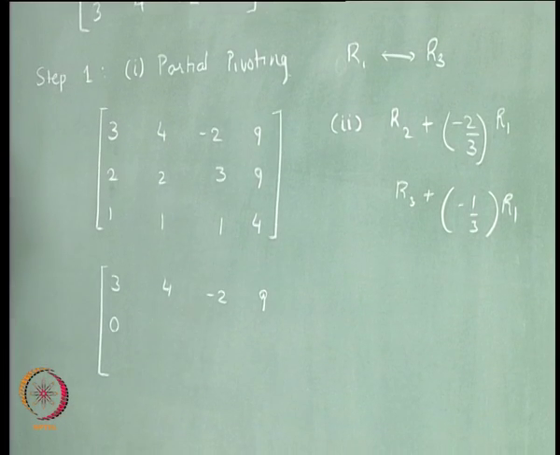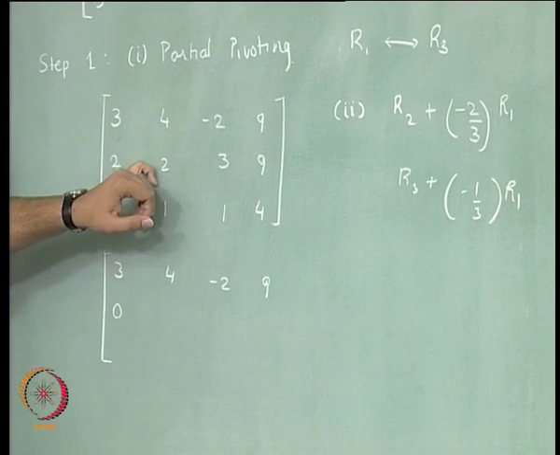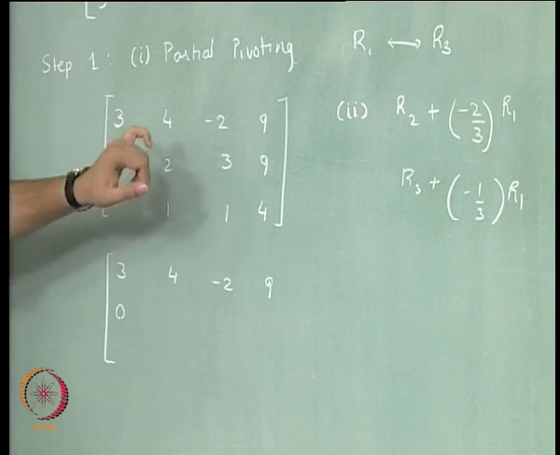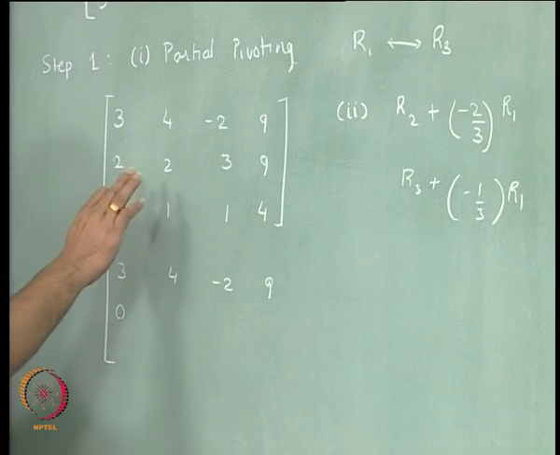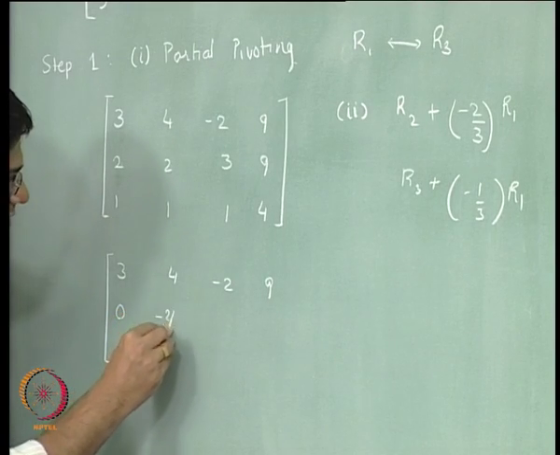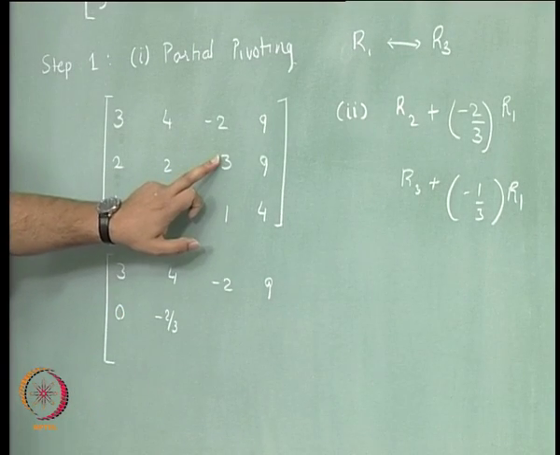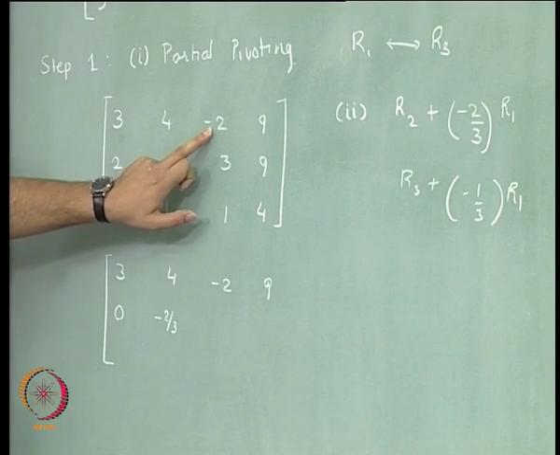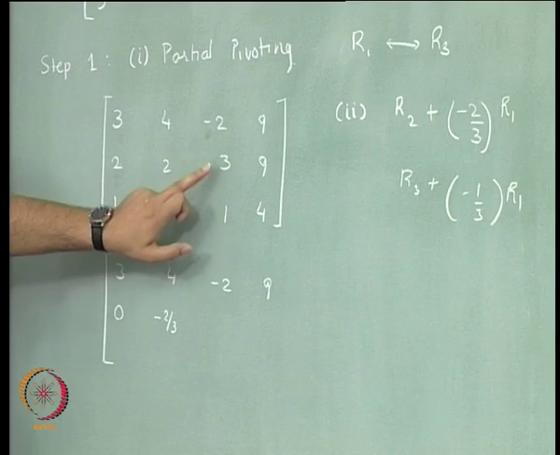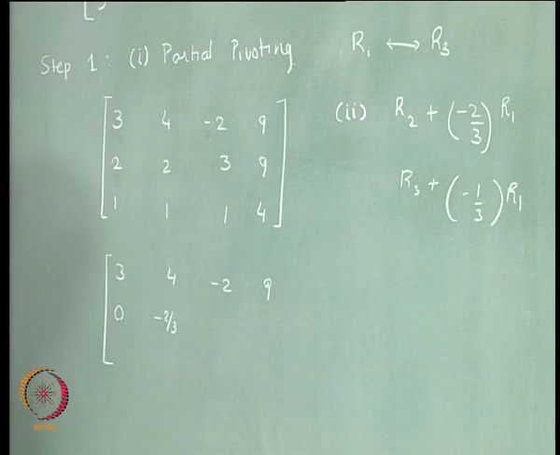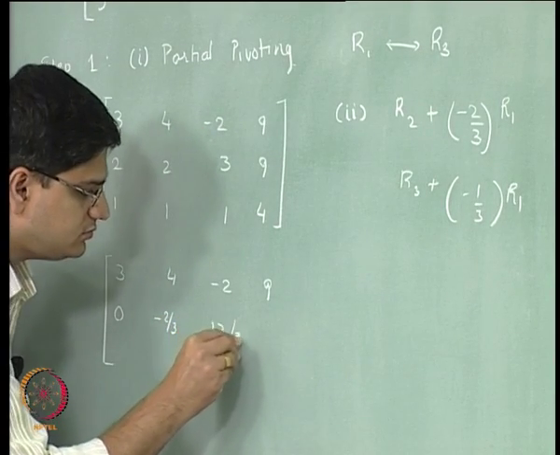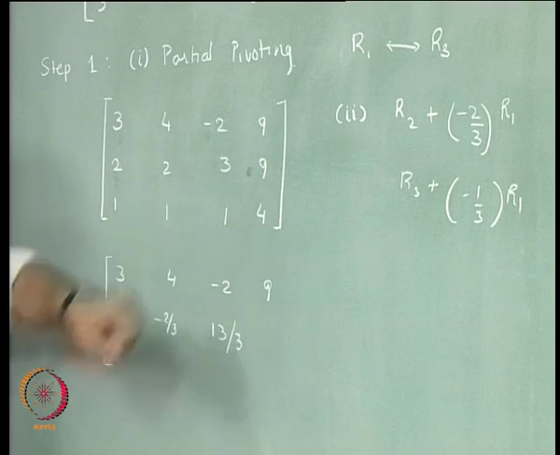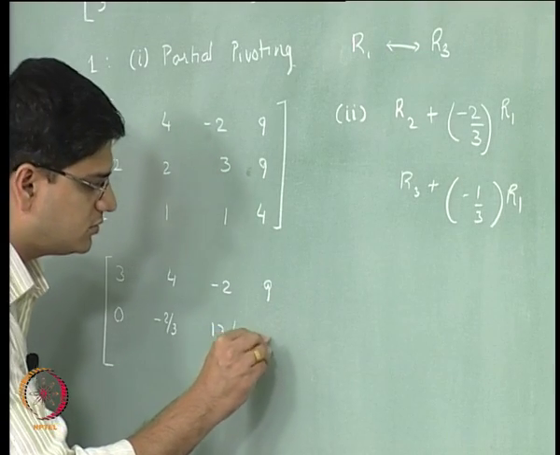Okay. So, we will do that particular operation, and this will end up in 3 4 minus 2 9, and this we will definitely get as 0, and this will be 2 minus 8 by 3. So 2 minus 8 by 3 should be minus 2 by 3, and then we will have 3 plus 4 by 3, that is 9 plus 4, 13 by 3. And this will have 9 minus 6, that should be equal to 3.